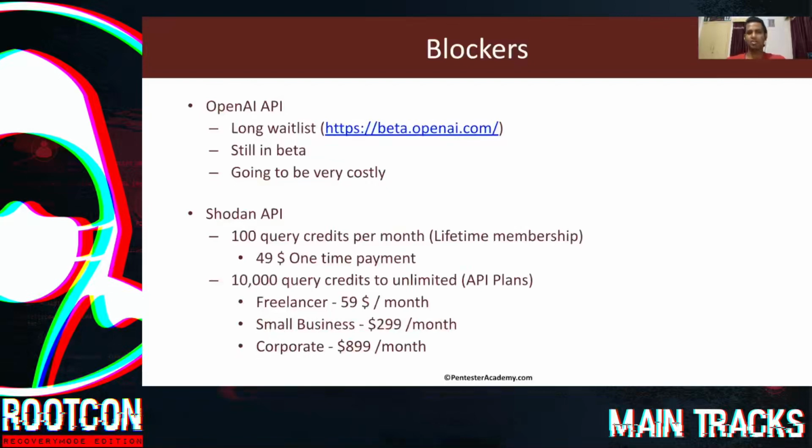The second thing to note here is the Shodan API which we used was not a free one. So in order to use ReconPal, you'll either need a lifetime membership plan or the API plans of Shodan. For the lifetime membership plan, you have to pay $49. It's a one-time payment, and you'll get 100 query credits per month. That is, you can fire 100 requests or 100 find requests from ReconPal. If you want to have more query requests, you will have to go for the API plans, which is $59 for freelancer, $299 for small businesses, and $899 per month for corporate. So then you'll have from over 10,000 queries to 2 million and so on.